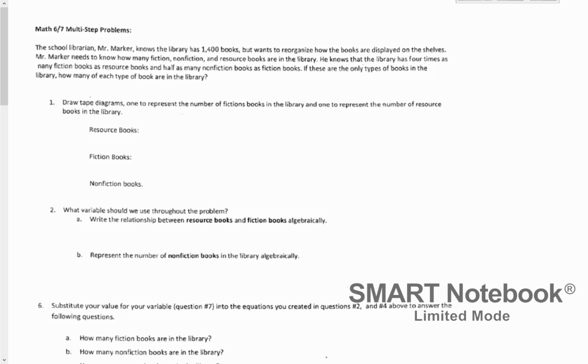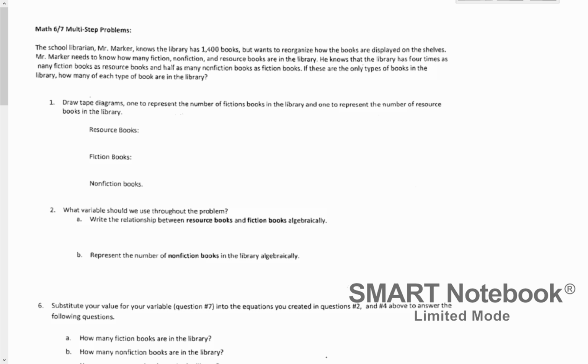The school librarian, Mr. Marker, knows that the library has 1,400 books, but he wants to organize how the books are displayed on the shelves. Mr. Marker needs to know how many fiction, nonfiction, and resource books are in the library. He knows that the library has 4 times as many nonfiction as resource, half as many nonfiction as fiction. If these are the only types of books in the library, how many of each type are in the library?